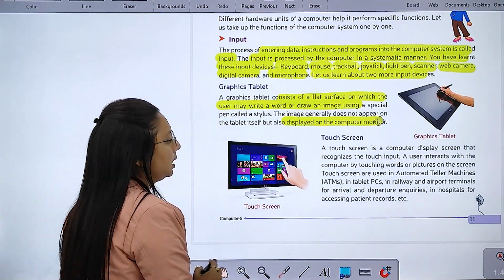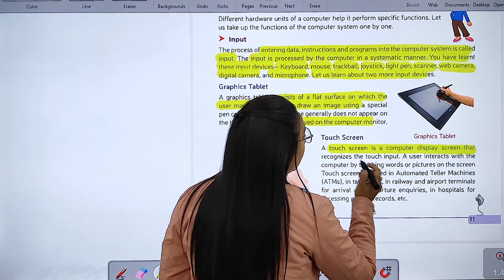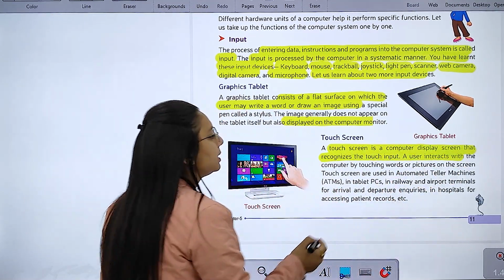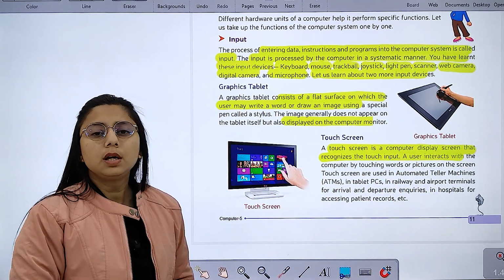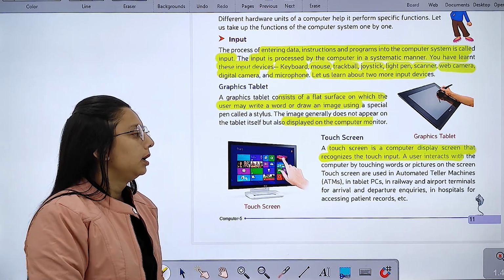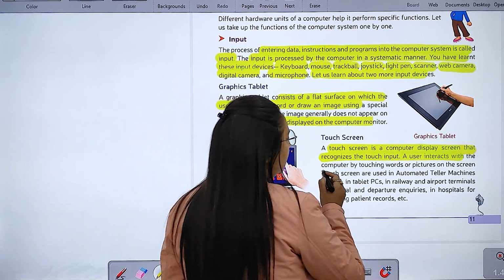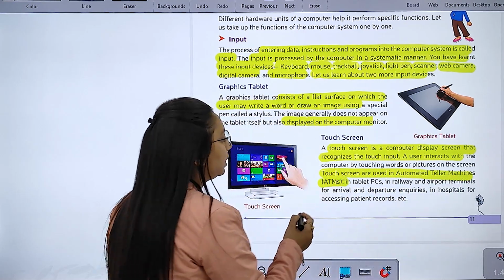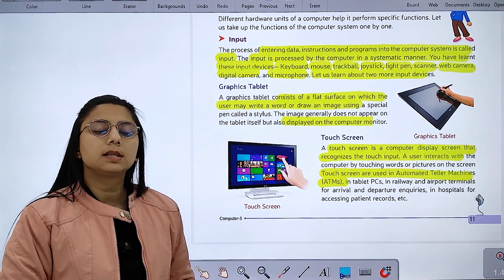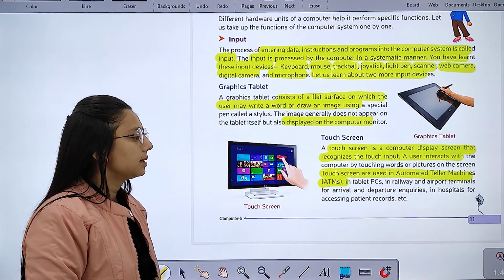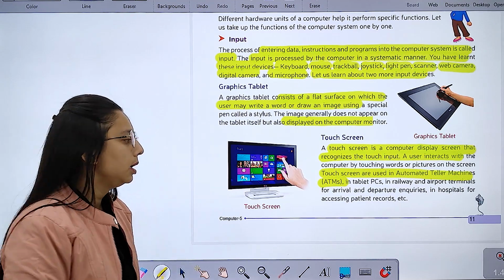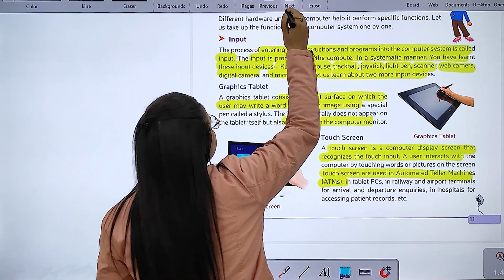Next we have touch screen. A touch screen is a computer display screen that recognizes touch input. The user interacts with the computer by touching words or pictures on the screen, and they are used in automated teller machines, that is ATM, in tablet PCs, in railway and airport terminals.